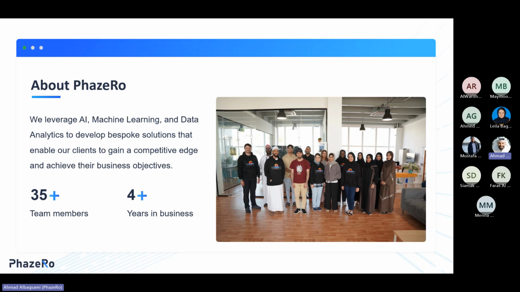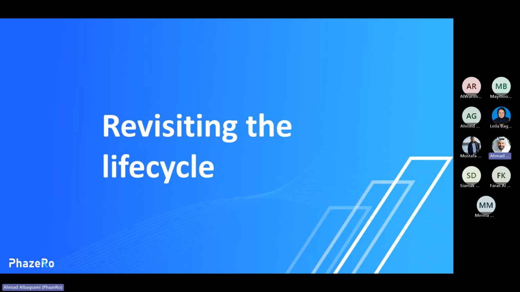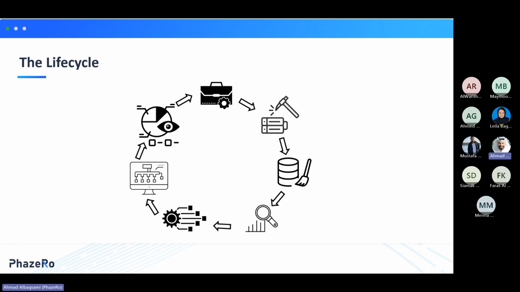So PhazeRo, as we know, is a data science workshop or shop. We have AI, machine learning projects, as well as software projects that are full stack and so on and so forth. So I'm going to be revisiting the life cycle. This is the infamous image that I've been using for some time. We'll go into each part separately in the stages.